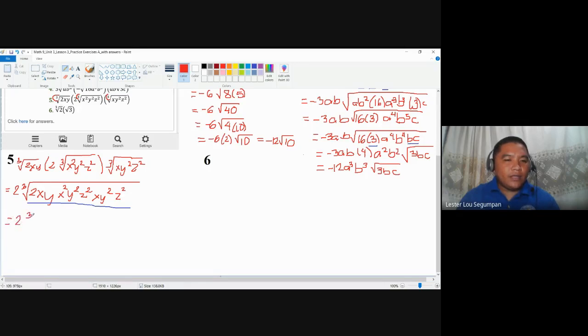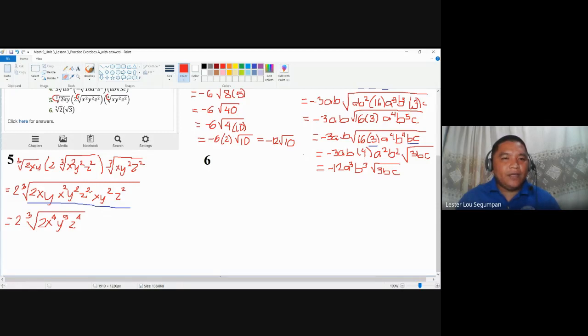So you will have 2 and then the cube root of 2, x to the power of 1 plus 2 is 3, plus 1, you have 4. Then y to the power of 1 plus 2 is 3, plus 2, you have 5. And then z, 2 plus 2, you have 4. So it's just very long here. Now that you have multiplied the radicands, we can simplify them further.